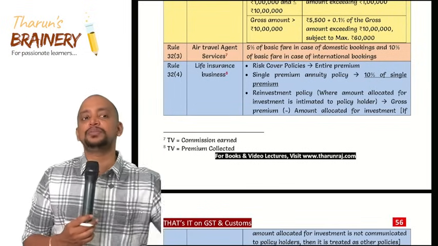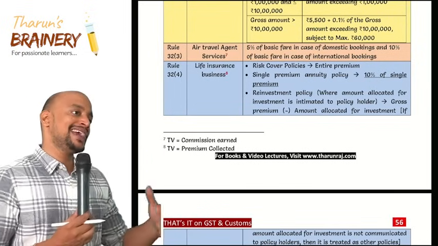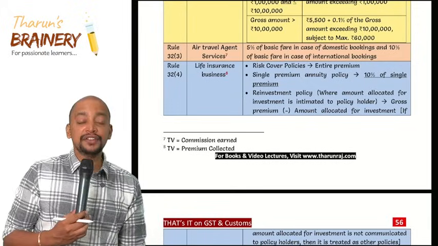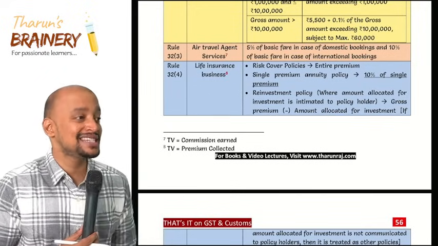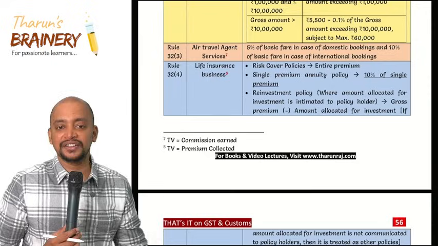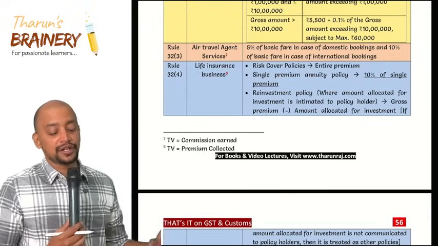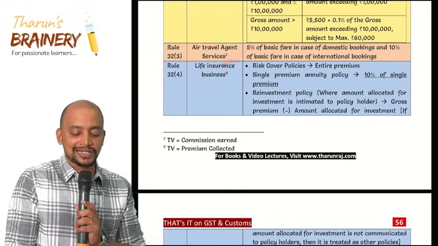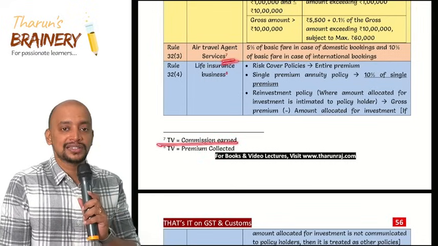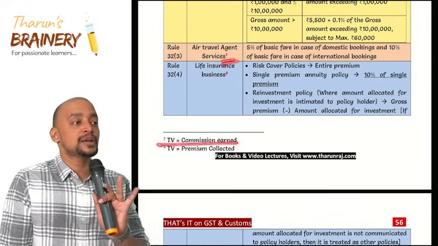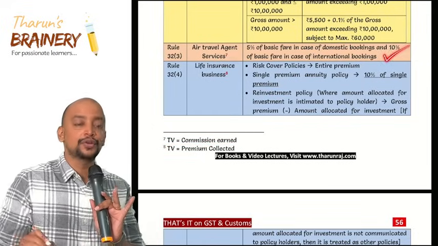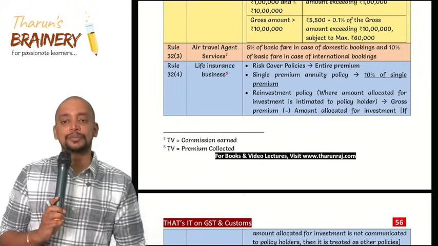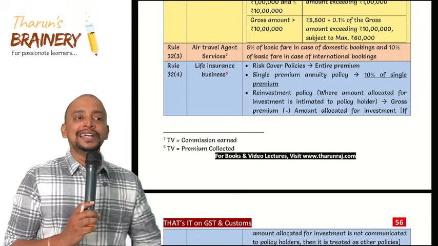On that, 5% will be given as commission to the air travel agent in case of domestic bookings, 10% in case of international bookings. Even though their actual commission is more or less than this, they need to take this one only as the value, because an air travel agent will get lots of commissions. So all those commissions will be taken as their transaction value. So what should be taken as transaction value in case of an air travel agent? Commission on transaction value. Suppose if they don't want to follow this transaction value, they can go for this. What is the Rule 32 value for them? 5% of base fare in case of domestic bookings and 10% of base fare in case of international bookings.